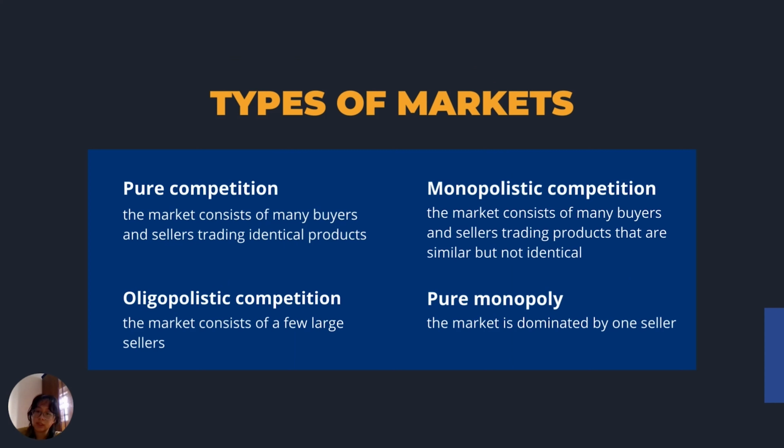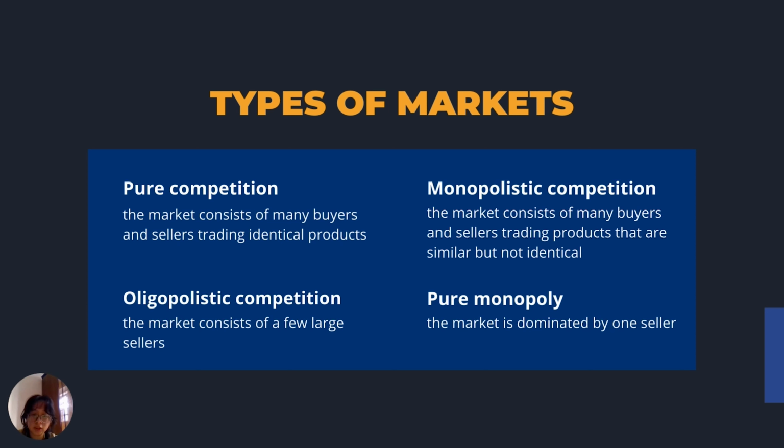So first, with the types of markets, in pure competition, the market consists of many buyers and sellers trading identical products. In these markets, where little differences between products exist, marketing is almost useless. Sellers and buyers are both price takers, meaning that they apply the price determined by the market. This also implies that sellers don't need to differentiate their products, and therefore, they don't need a pricing strategy.